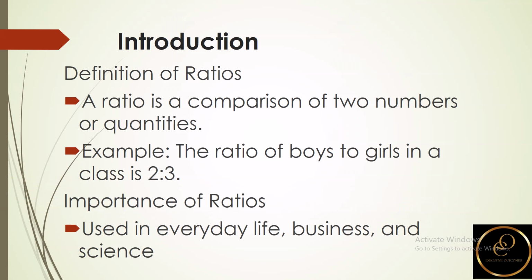So what can be the definition of ratios? In many textbooks or literature, you find the ratio being described as a comparison of two numbers or quantities. So it shows a relationship between two numbers. That's what a ratio is. For instance, you can talk about a ratio of boys to girls in a class being 2:3. Okay, so that's just an example.